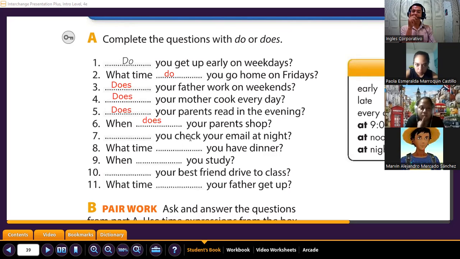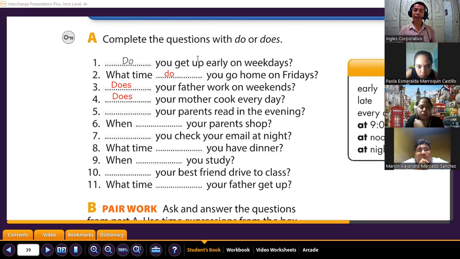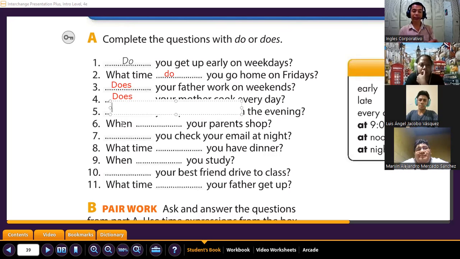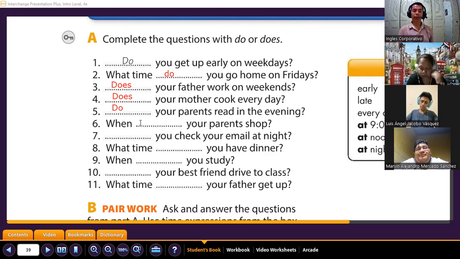Number five and number six, I have my questions. Your parents is singular or plural? It's plural. So it's do or does? Do, right? Do, yes.